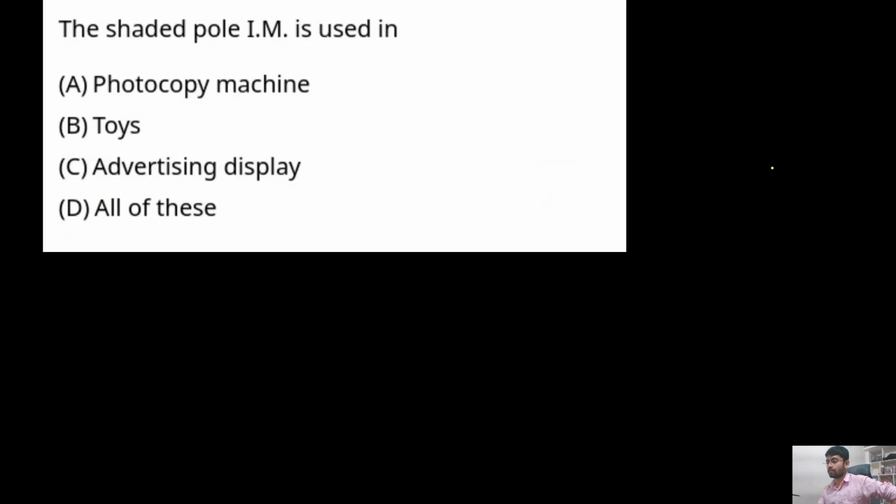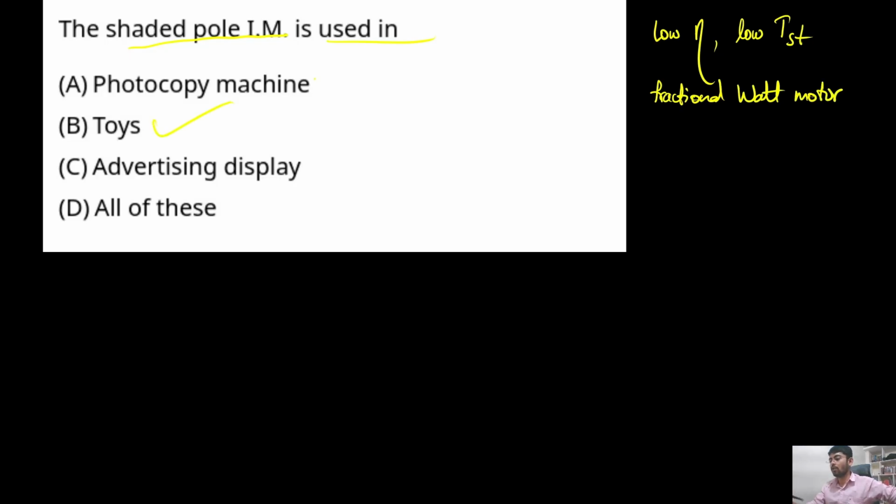Let's go to the next question. The shaded pole induction motor is used in. So we know that shaded pole induction motor has low efficiency, low starting torque. So it will be used for only low power applications like fractional watt motors, like toys, photocopy machines, advertising displays. So what is the correct answer? All of the above, which means option D is the correct answer.